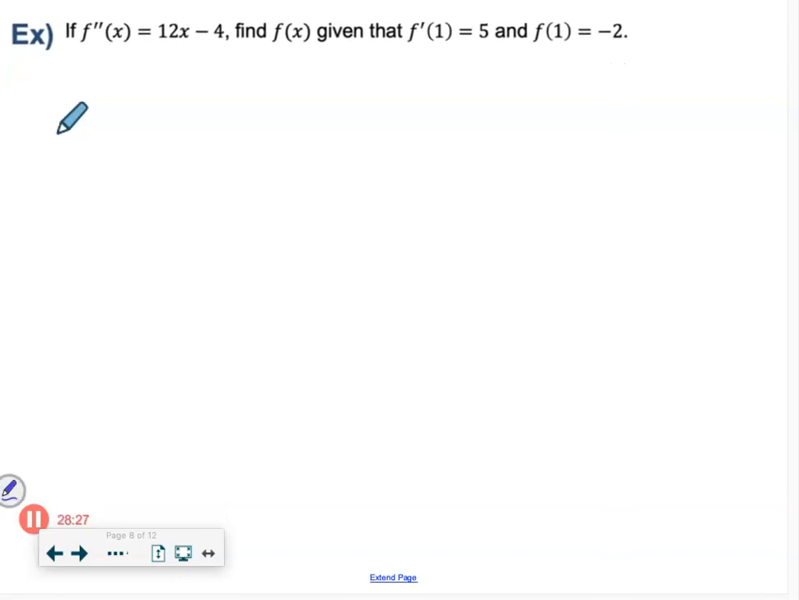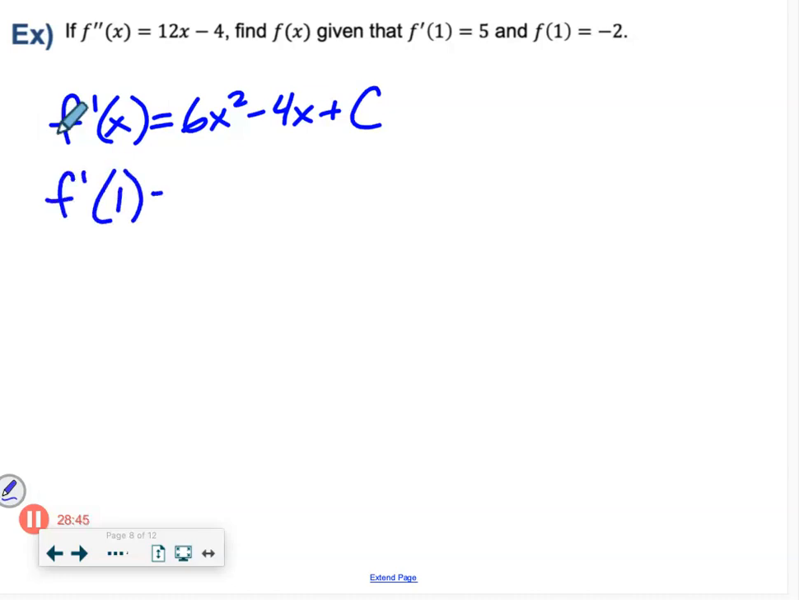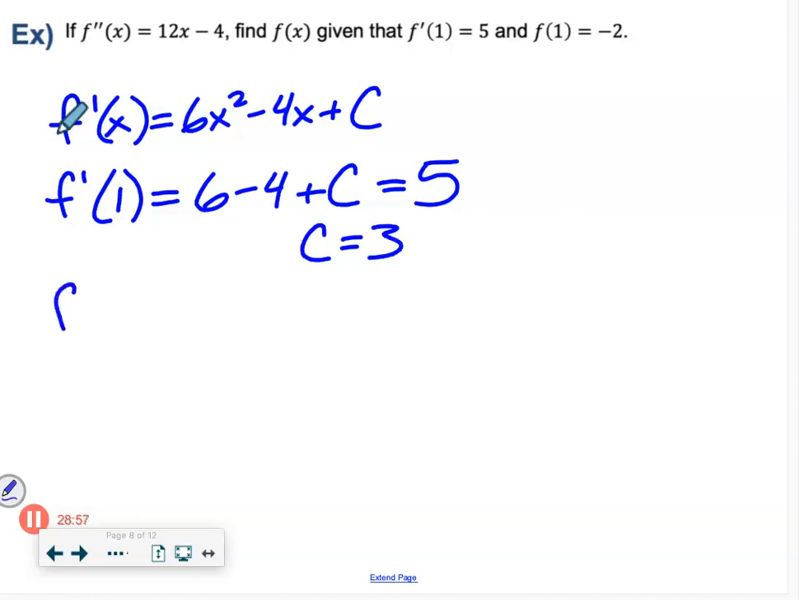All right. What'd you get for f prime? 6x squared minus 4x plus c. Beautiful. Okay. From here, if you're given information about f prime, use it, right? So f prime of 1, which equals 6 minus 4 plus c, has to equal 5. So 2 plus c equals 5, so what is c? 3. So now rewrite your f prime. So you get 6x squared minus 4x plus 3.